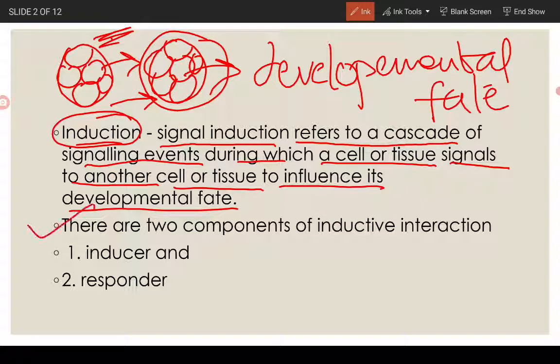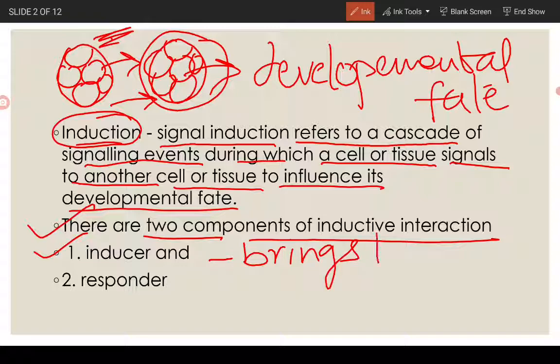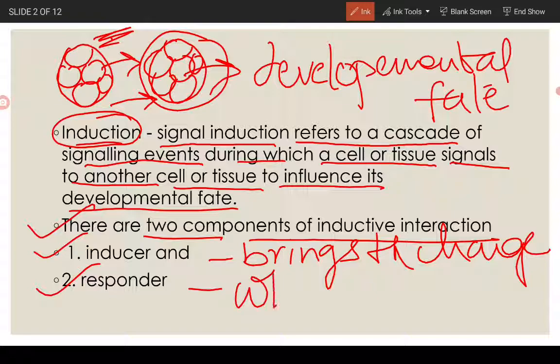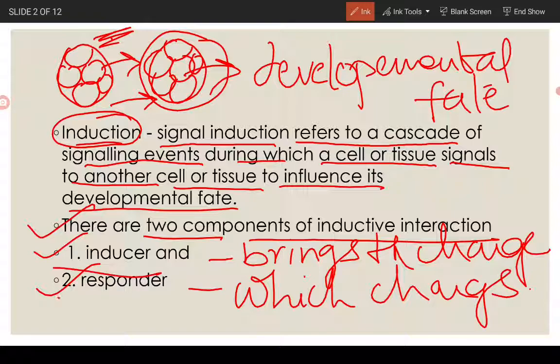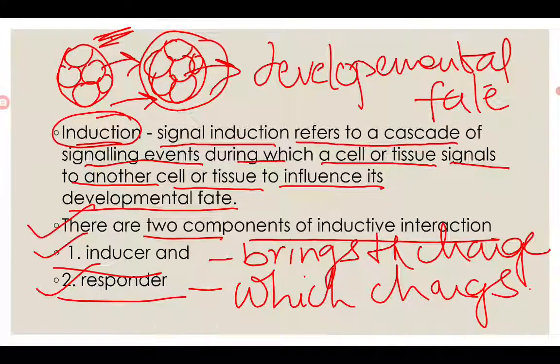There are two components of inductive interaction. First is the inducer, that brings the change, and second is the responder, which responds with changes. Responders are those cells which change. So that's about inducer, responder and induction.